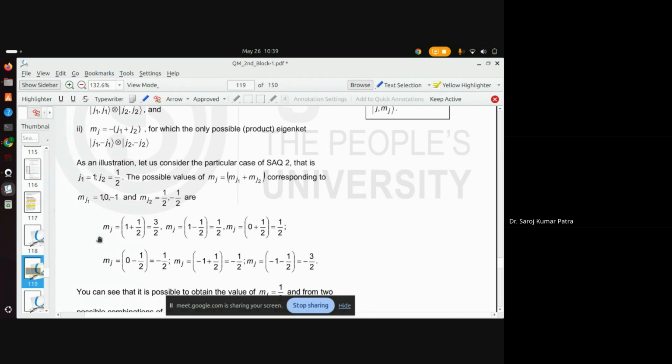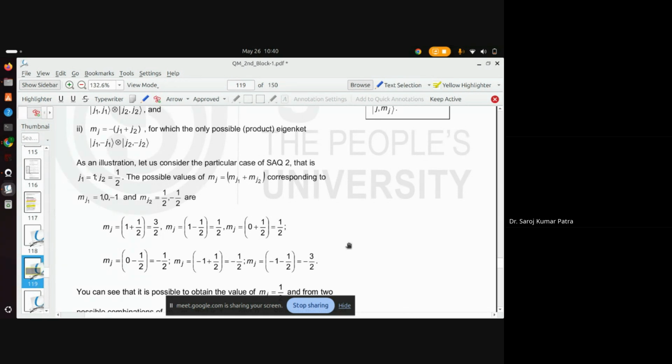Now mj, अगर हम mj वैल्यू निकालेंगे तो क्या करेंगे, दोनों को सिंपली ऐड करेंगे. So 1 plus half, that is 3/2, 1 minus half, that will be equal to 1/2. Second one will be 0 plus half, 0 plus half is half, and 0 minus half, that will be minus half. Next one will be minus 1 plus half. So minus 1 plus half, that is minus 1/2. And last one will be minus half, minus 1 minus half. So that will be equal to minus 3/2.